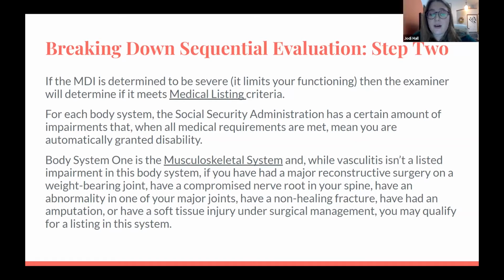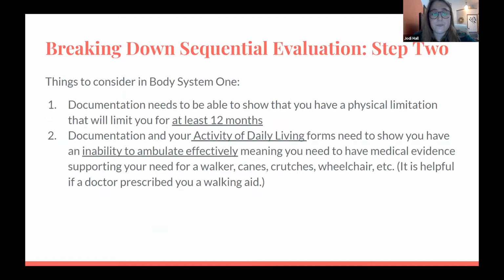And if your vasculitis affects a major weight-bearing joint, or if you have a compromised nerve root in your spine, a non-healing fracture, an amputation, or a soft tissue injury that's under surgical management, you could very well meet a listing in this body system as well. So even if you don't have two body systems affected by vasculitis, but you have a non-healing fracture, or ulcers on your feet that aren't healing, then you could definitely meet a listing under this category as well.